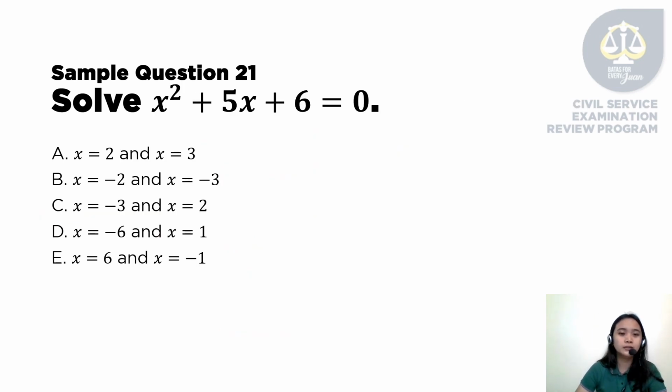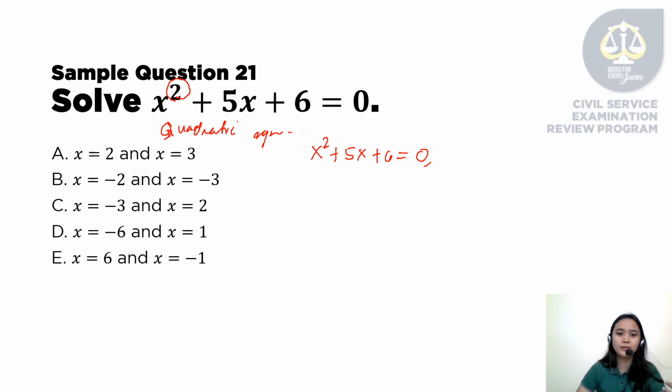Number 21. Solve x squared plus 5x plus 6 is equal to 0. So, dito sa number 21, meron tayong tinatawag na quadratic equation. So, yung quadratic equation natin, highest exponent natin ay 2. So, another way on solving yung quadratic equation natin ay kailangan nating i-factor yung pwedeng i-factor doon sa equation natin. So, kailangan lang nating gawing 0 yung isang side ng equation. Pero since 0 naman na yung right-hand side, okay na tayo dito.